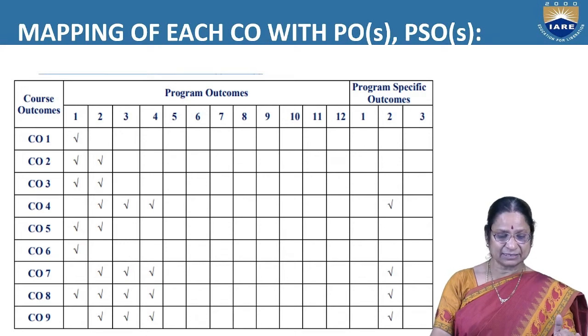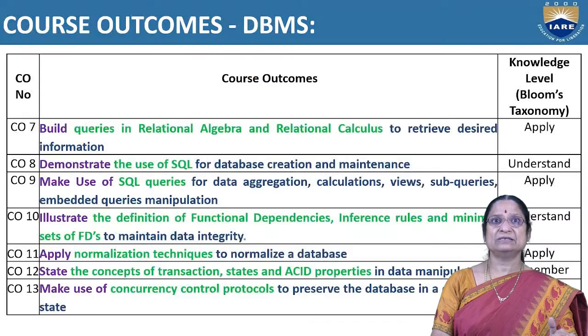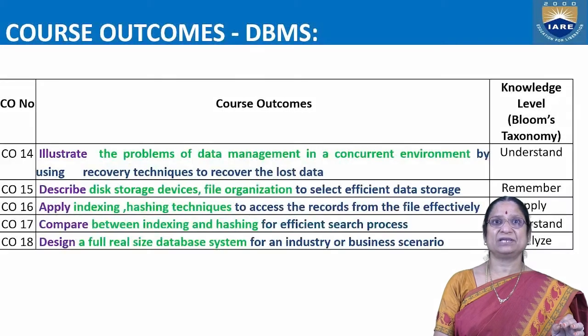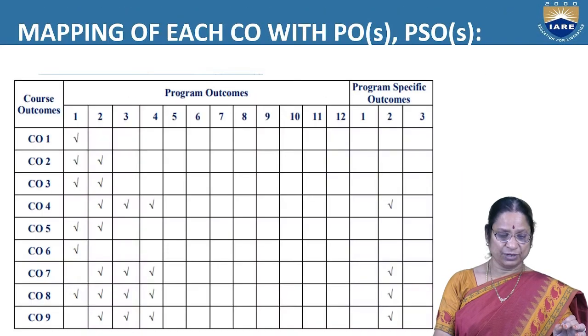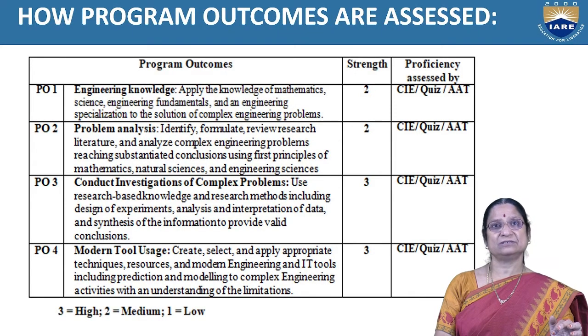So we'll take some other one, CO4. Let us assume that we take CO4. What is CO4? CO4 is related to modeling the real world database system using entity relationship diagram from requirement specification. So requirement specifications are there, and we have to create a model. The entity relationship model must be generated.